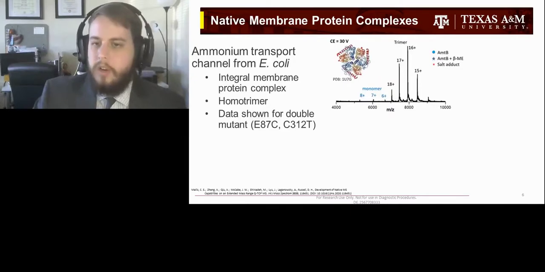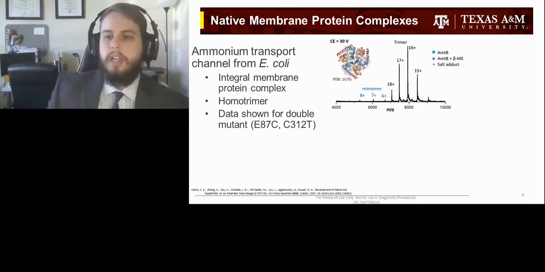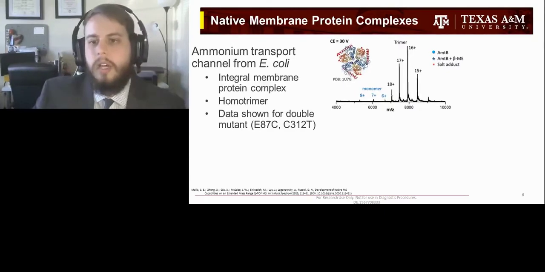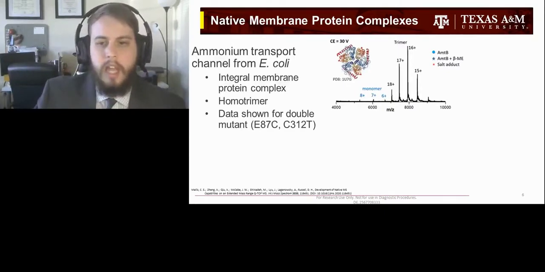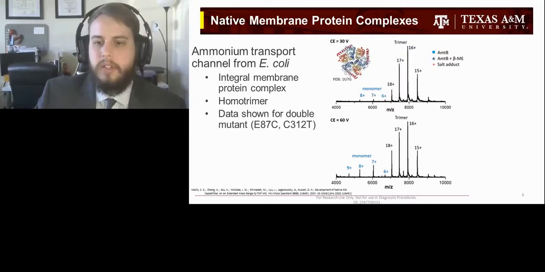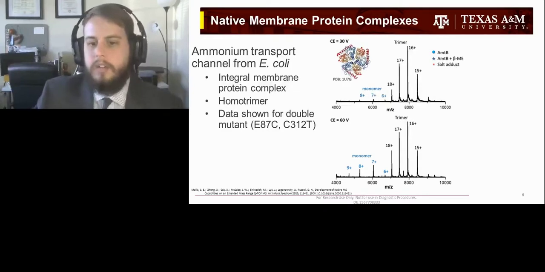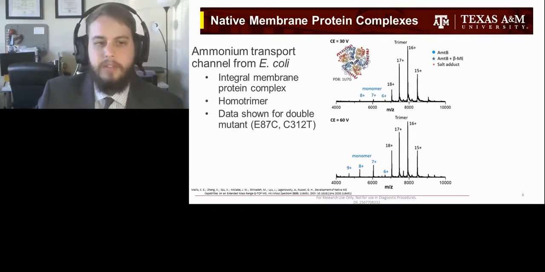And in general, at low collision energy, we see a nice distribution of the intact trimer ions centered at 16 plus. And if we increase our collision energy, we can start to increase the relative abundance of the monomer as we start to dissociate monomers from the intact trimers.